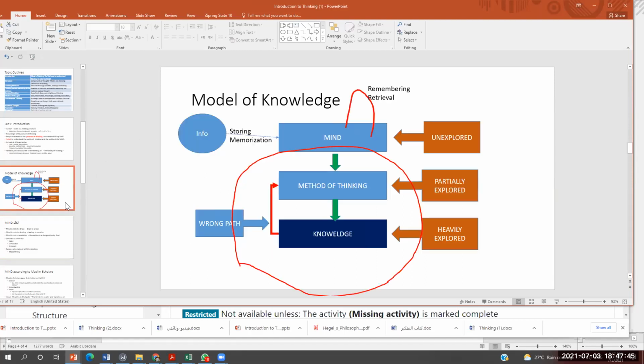So now, in order to understand our model, we have to start with the mind rather than start with the knowledge. I know what the knowledge is. I have been using my knowledge for the last so many years. I can think without even knowing what the method of thinking is, because I can produce knowledge.